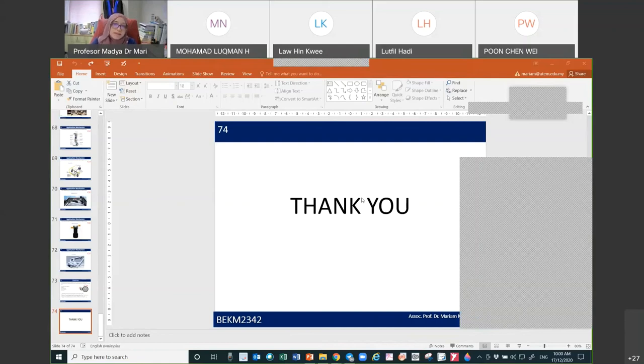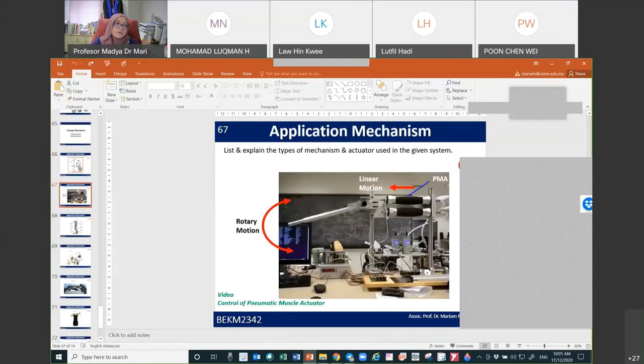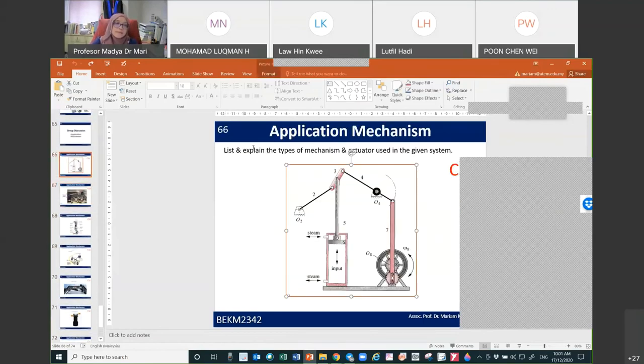So that submission task will be next week. I'll give you one week to submit it. Make sure that you sketch it. For this one, you need to sketch. For the others, you can cut and paste this one and put it in the Word document, and then just list out what type of mechanism.